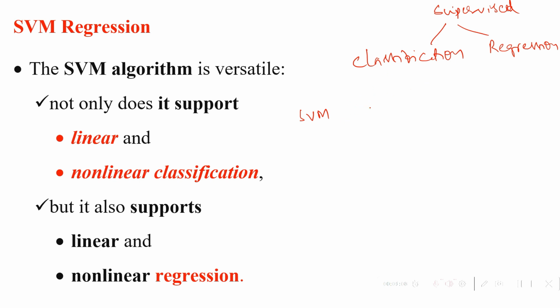In classification also there are two types of techniques: linear classification and non-linear classification. Both will perform with our support vector machine algorithm. So it's one of the best algorithms to perform linear and non-linear classification as well as linear and non-linear regression techniques.